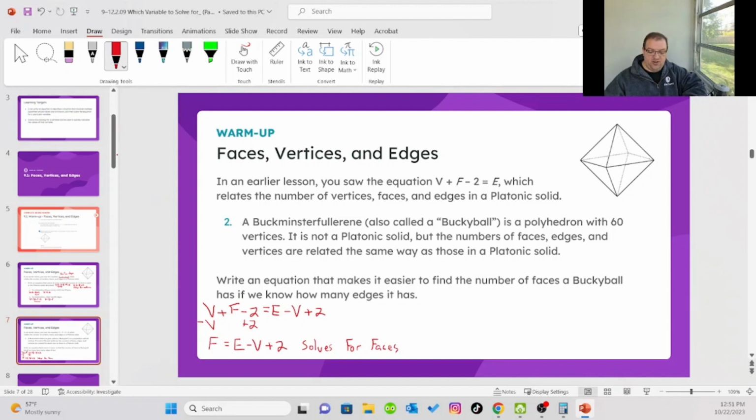Now, if I know there are 60 vertices, I can say faces equals edges minus 60 plus 2. I can combine the like terms. Faces equals edges minus 58. Now, if somebody told me how many edges there were, I could subtract 58 from that, and I would know how many faces there were.